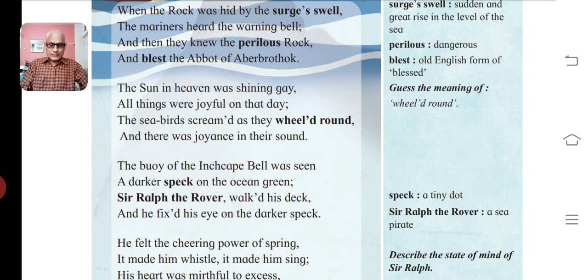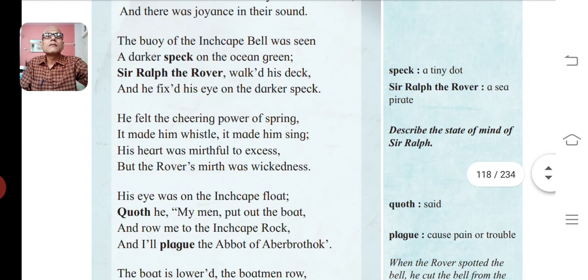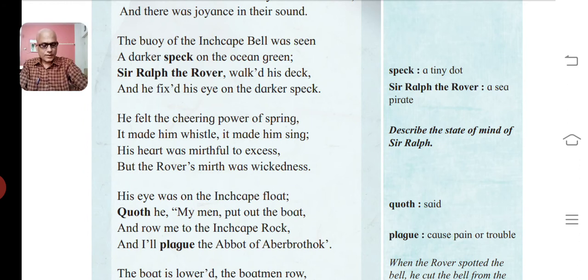Now see the next line in the sixth stanza. The boy of the Inchcape bell was seen. The very first line in stanza number 6. Here the figure of speech is alliteration. Here the sound of B is repeated pleasingly. Boy, bell. So here, alliteration.